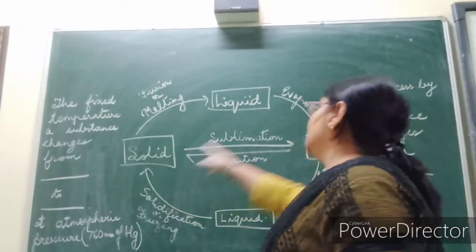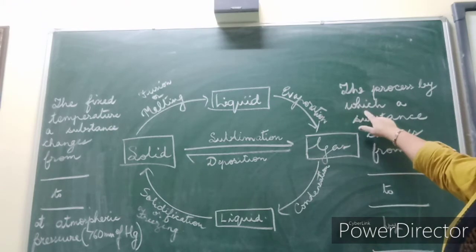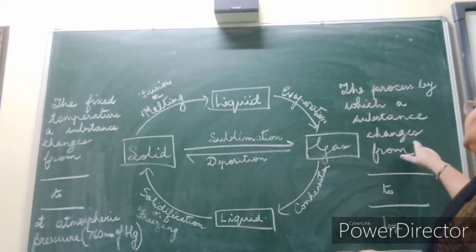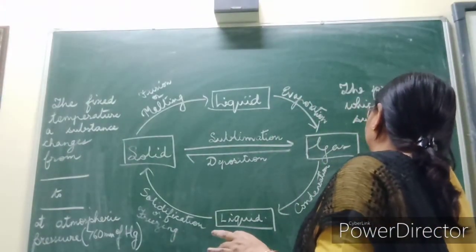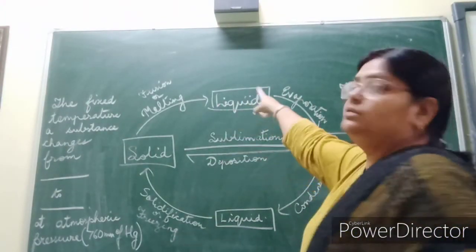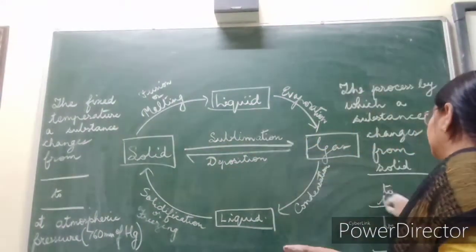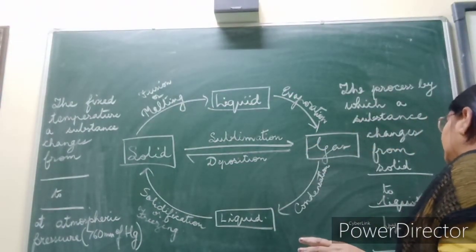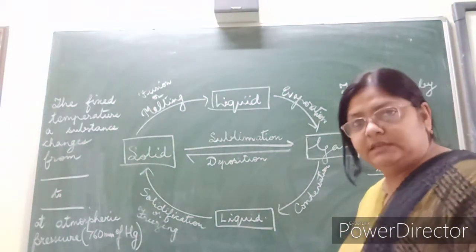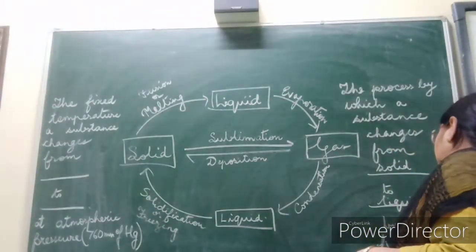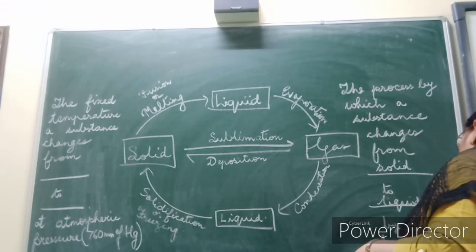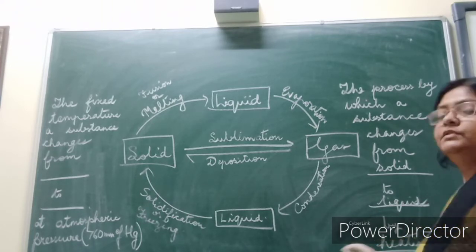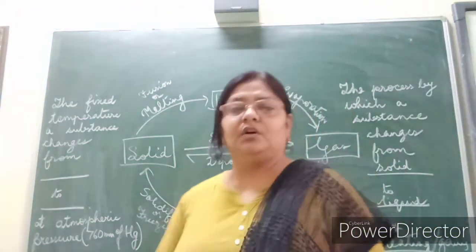So what is happening? The process by which a substance changes from which state? From solid state. So here we just write from solid to liquid. Solid is becoming liquid. So how can a solid become liquid? By heating, isn't it? By heating or gaining energy. So this is the process of melting or fusion.